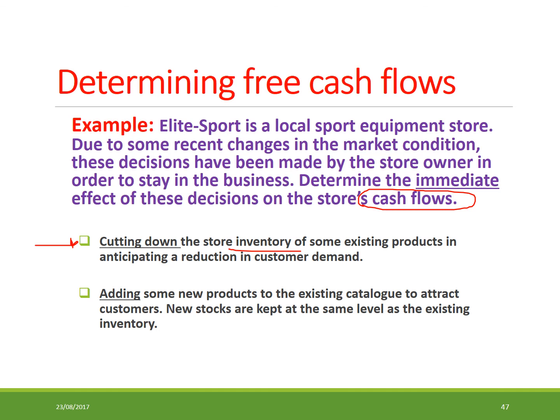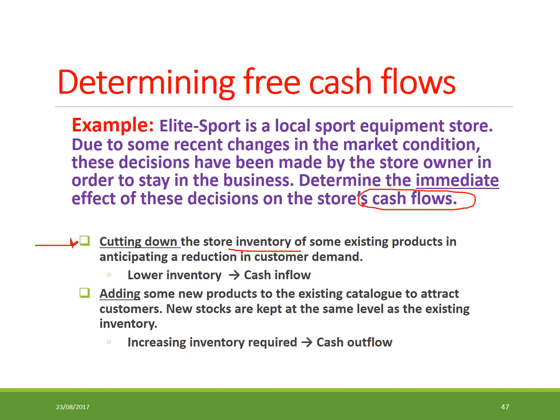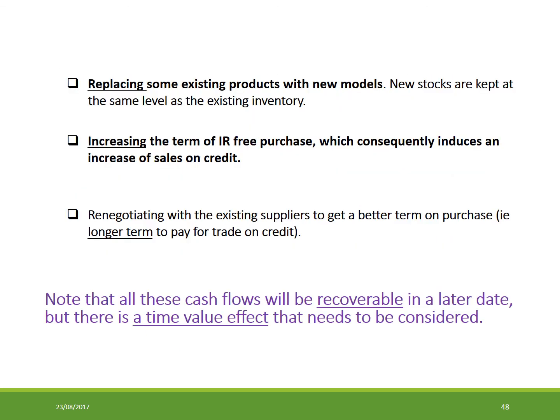In the second case, we want to add some new products to the existing catalog to attract customers. So to add some new products, we therefore have to increase the inventory. So this is a cash outflow because we need to invest more. Let's look at some other examples. In this case, we want to replace some existing products with new products, right? So we still make the same quantity of sales, we just sell different things, right? Therefore, there's no change in the inventory, so same quantity, no impact.